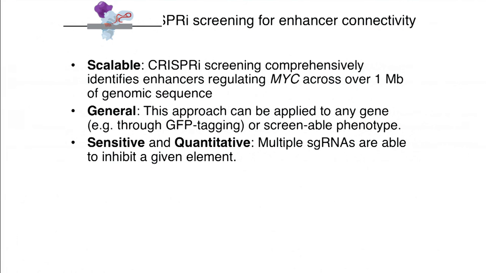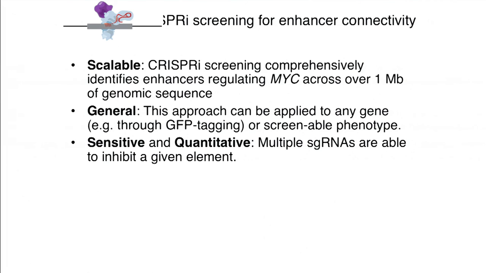This averaging across several adjacent guides normalizes out effects of, say, a single guide that doesn't work or perhaps has an off target that we don't want, and it makes the estimate of how much a given element regulates MYC quantitative, because we're not trusting any single potentially noisy measure of a guide RNA. We're averaging across, in this case, 20 guide RNAs.